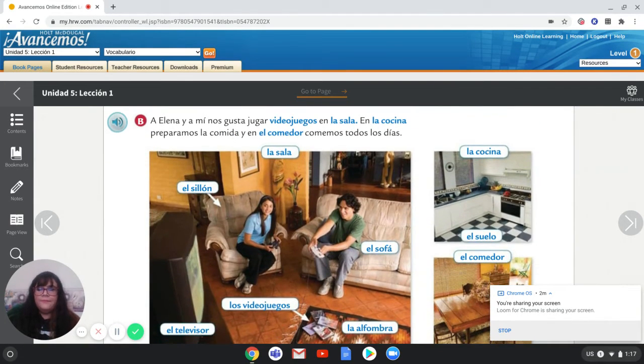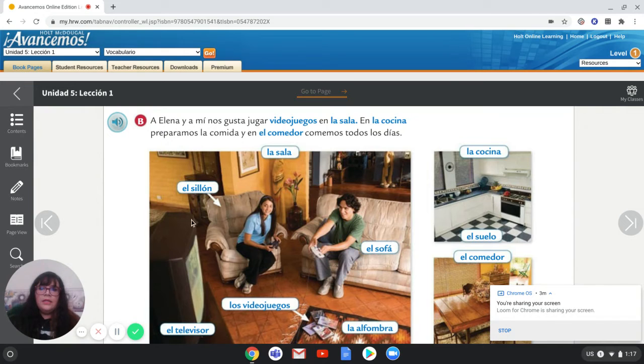Ok, parte B. A Elena y a mí nos gusta jugar videojuegos en la sala. Nos gusta jugar, we like to play. Elena es la hermana, is the sister or his sister. Les gusta jugar videojuegos, video games, en la sala. Esta es la sala. En la cocina, aquí, preparamos la comida y en el comedor, aquí, comemos todos los días.